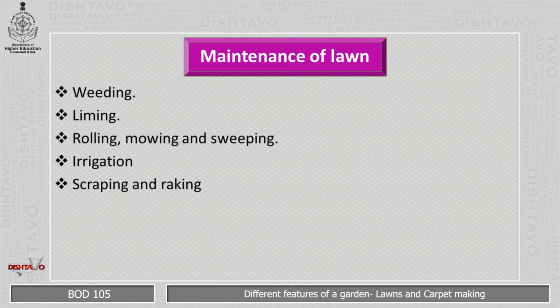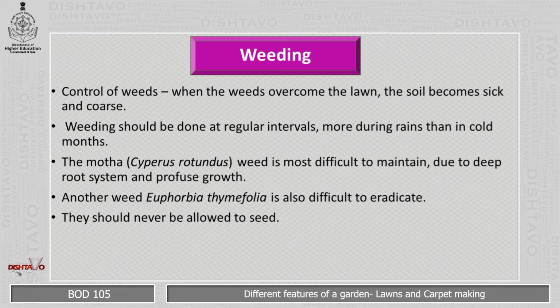The maintenance of lawns includes 5 steps: weeding, liming, rolling, mowing and sweeping, irrigation, scraping and raking. The first step, weeding. You have to do the control of weeds. When the weeds overcome the lawn, the soil becomes thick and coarse. So weeding should be done at regular intervals, more during the rains than in the cold months.